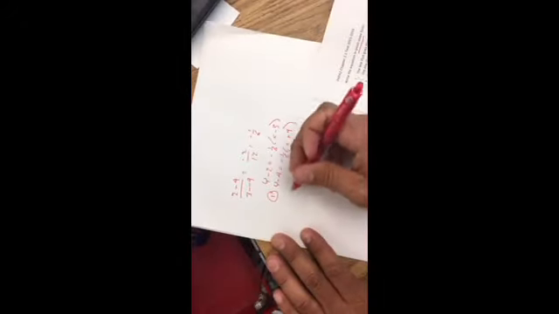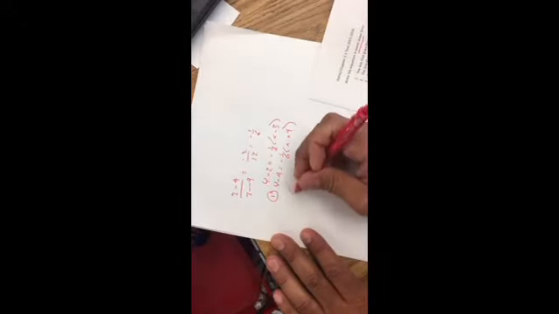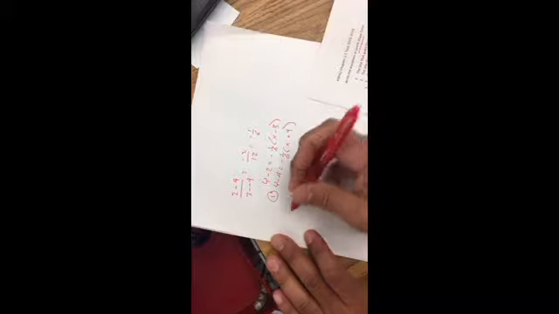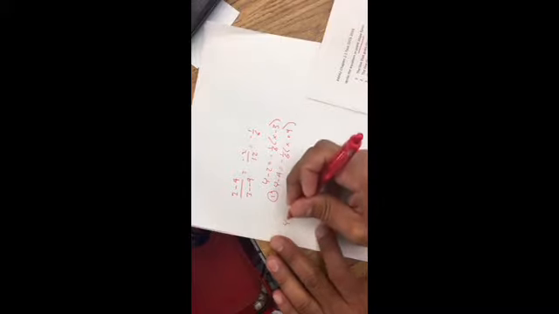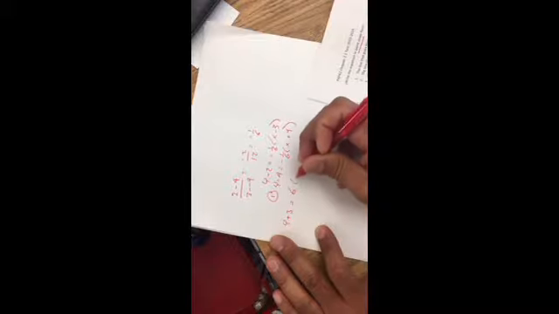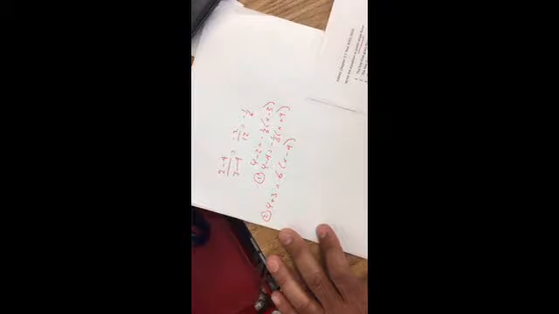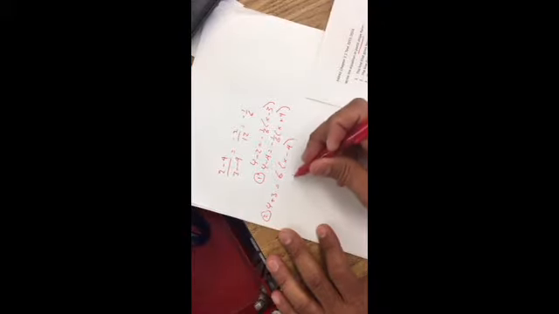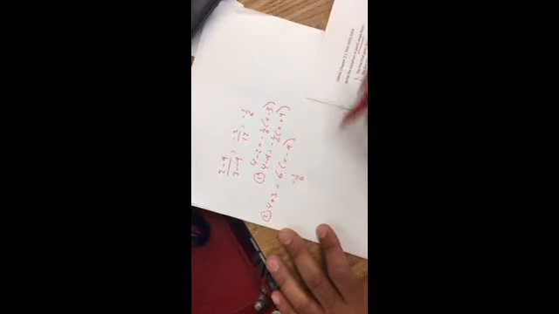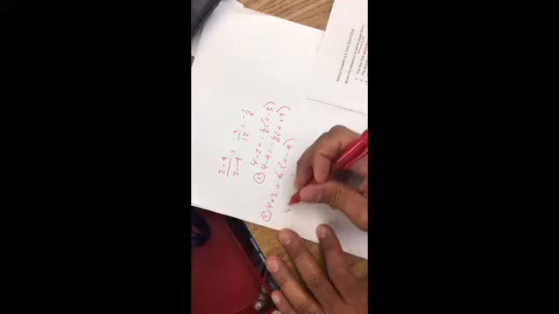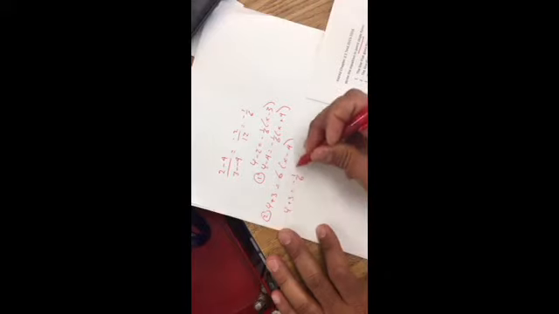Number 2, parallel to this line, so it has the same slope and goes through (4, negative 3). So I'm going to go y plus 3 equals 6(x minus 4). Done. That's number 2. Number 3, perpendicular, so it's going to have an inverse reciprocal slope. It goes through (4, negative 3), so y plus 3 equals negative 1/6 (x minus 4).